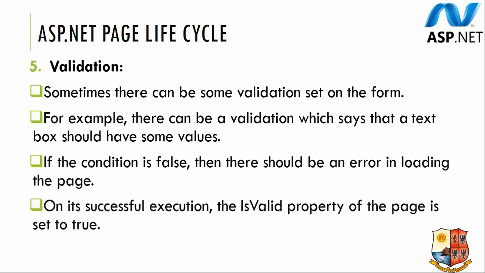The last thing is, if the validation is successful, there is a small property kept in every page of .NET called isValid. If isValid is true, then the page is rendered. If it is false, the page will not be rendered. .NET will give you a different page. I'll show that as we develop. Please remember the isValid property, validation phase.